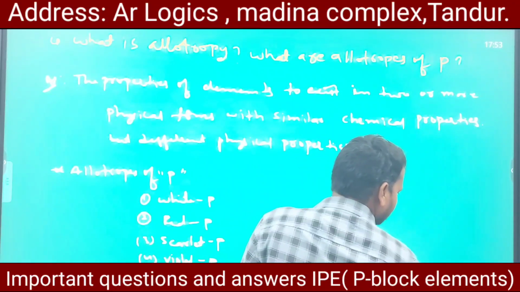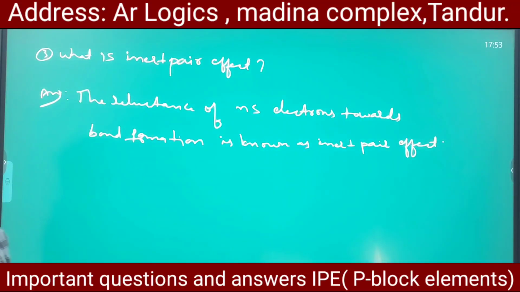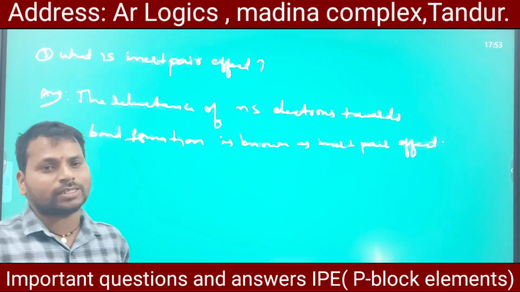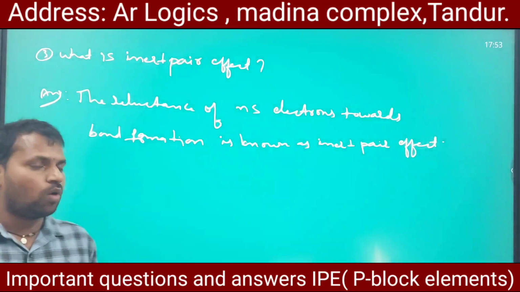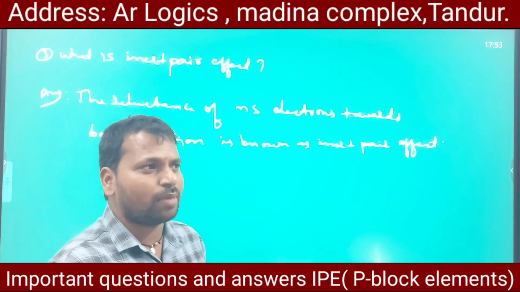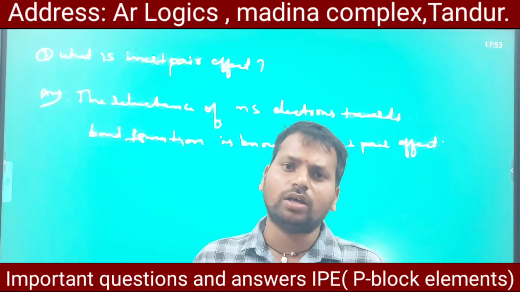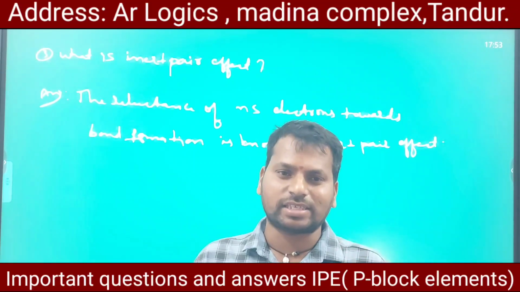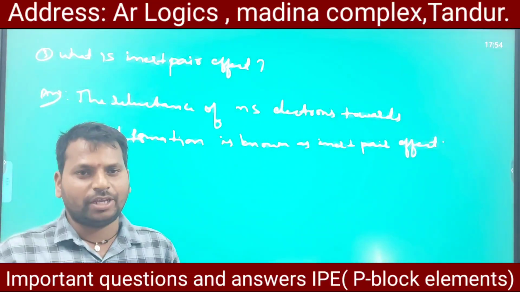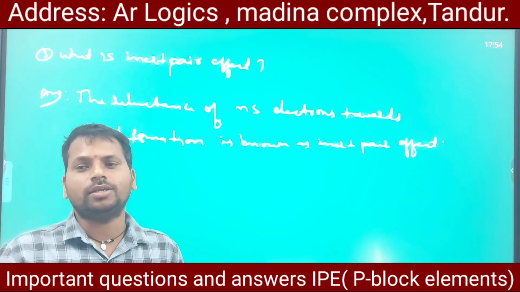Next, the third question: what is the inert pair effect? The reluctance of ns electrons towards bond formation is known as the inert pair effect. What is the meaning of reluctance? It means not willing to form the bond. The unwillingness of ns electrons towards bond formation is said to be the inert pair effect.